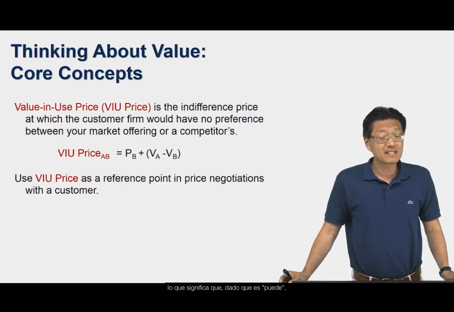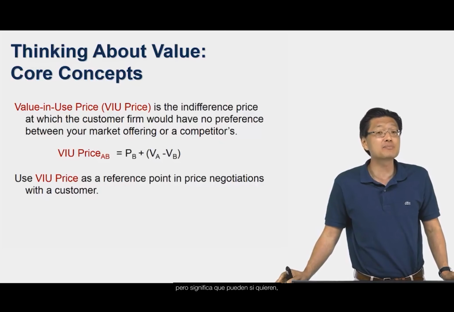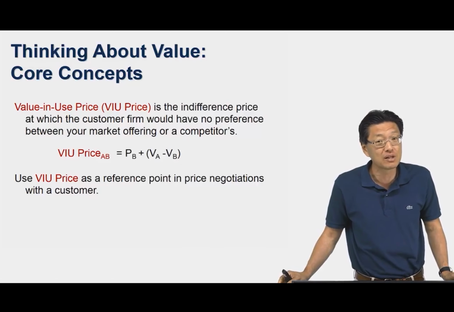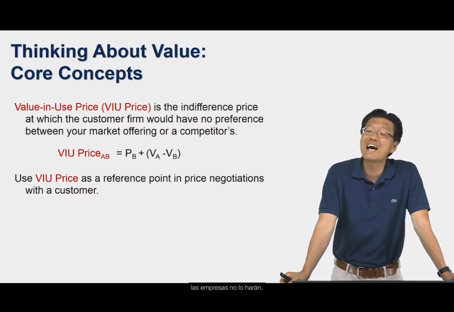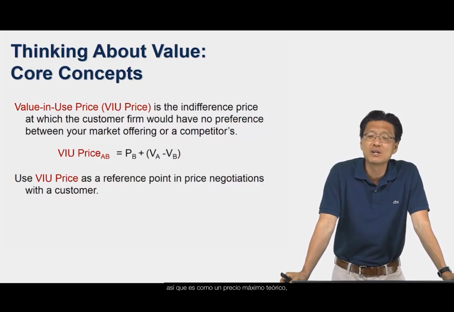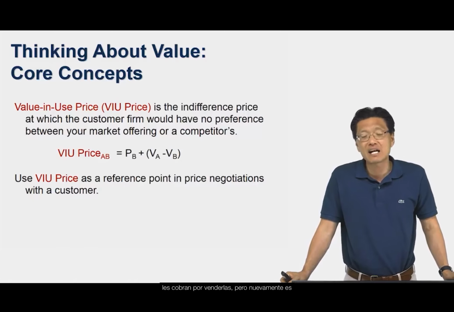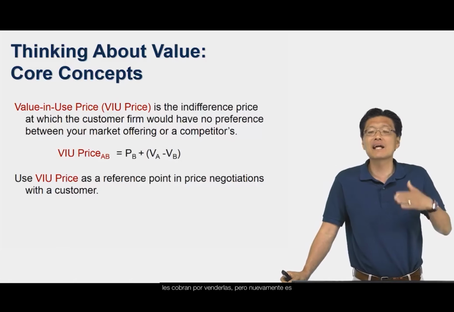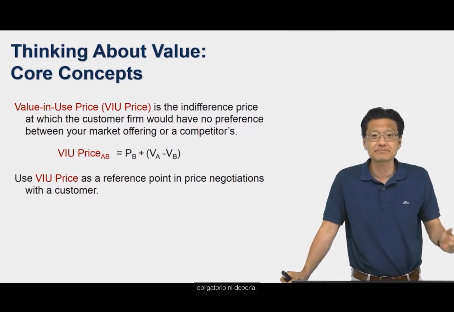So since it's can, it doesn't mean that they have to, it just means that they can if they want to. But in reality, companies will not. So that's a theoretical maximum price, a ceiling price that companies can be aware of, but in reality they seldom charge it. That's why it's can and not must or should.